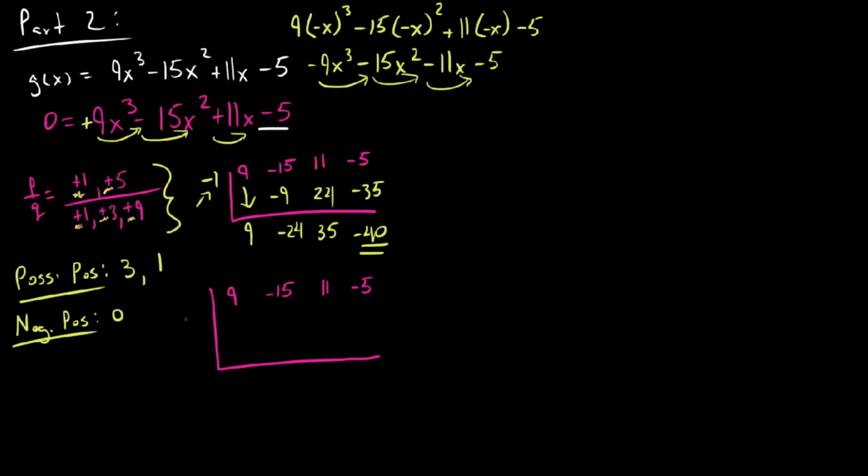But if I were doing this any other time, I would start with 1. So 1 times 9 is 9, plus negative 15 is negative 6, times negative 6. Okay, here we got 5 and 0. So what we've determined now is that x equals 1 is a zero. We've got it. Knowing that this is third degree, it's got to have 3 complex roots. We know that one of the roots is 1.